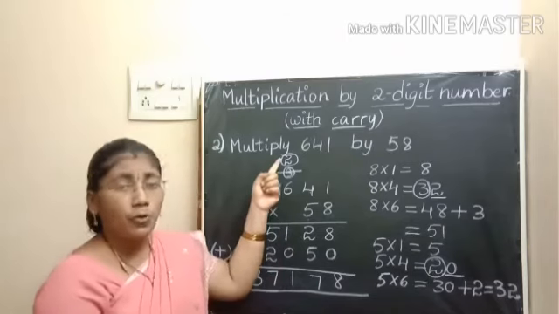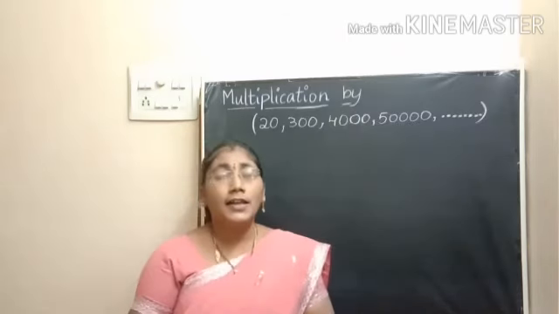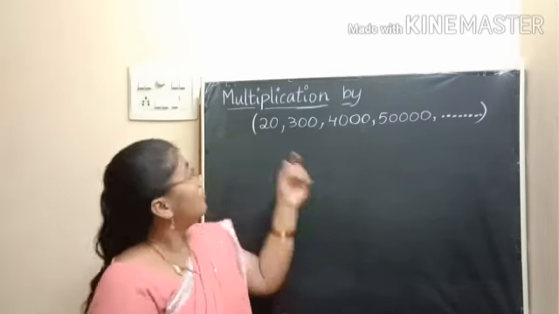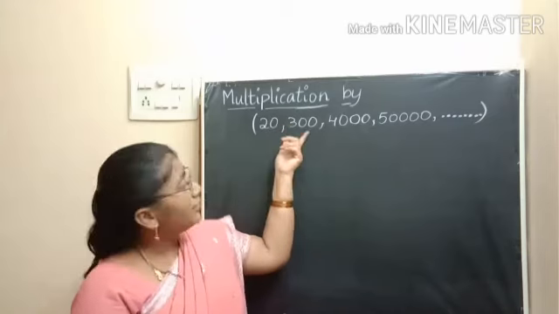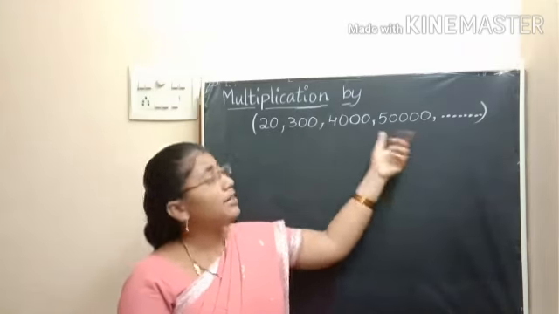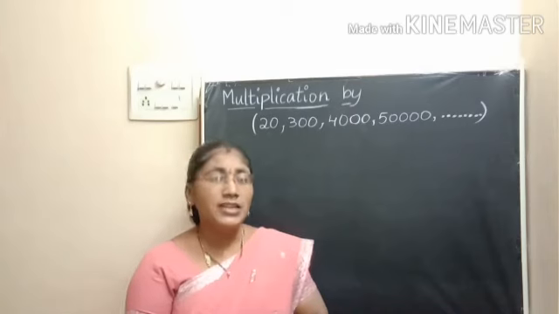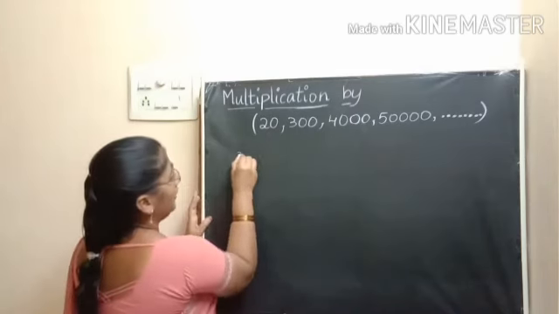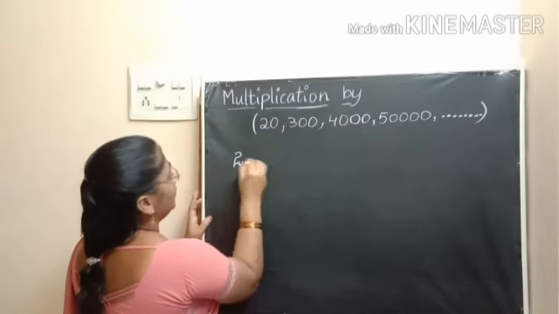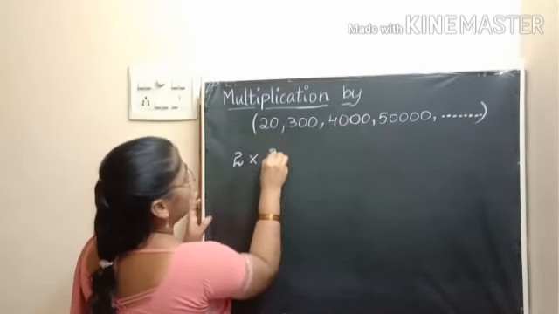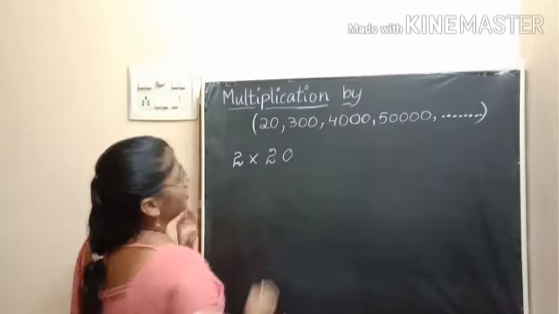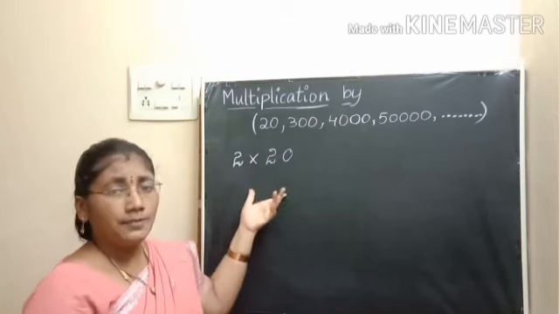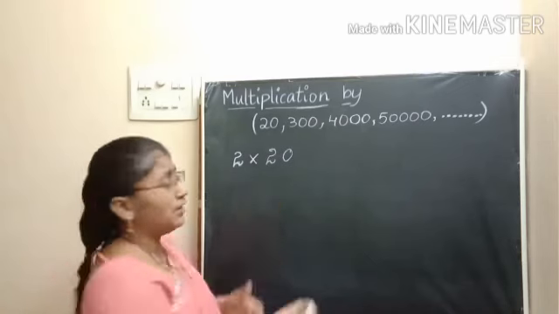Don't write above. Children, let us see how to multiply a number with multiples of 10, multiples of 100, multiples of 1000 and multiples of 10,000s. For example, if you want to multiply 2 with 20, 2 into 20, we can get it easily because we already know the 2 table, that is equal to 40.